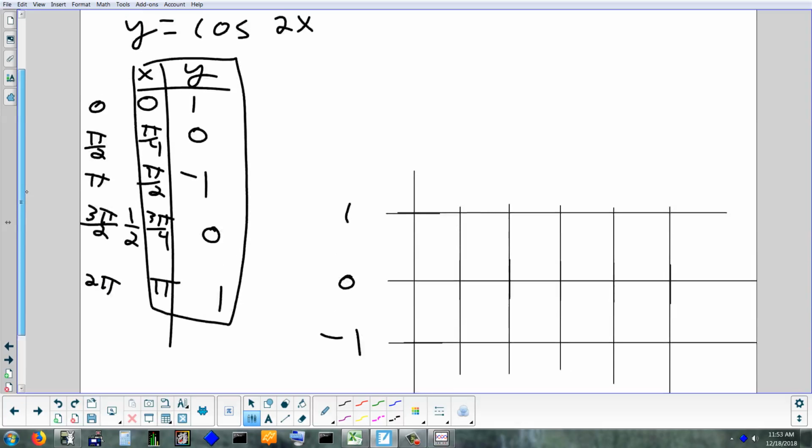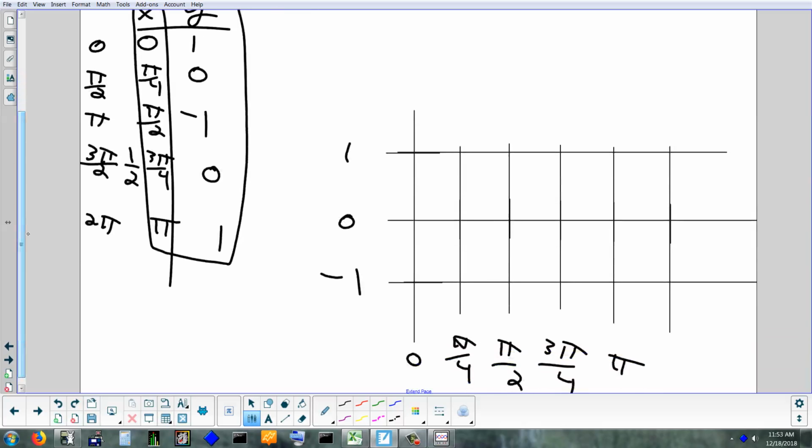It's going to look just like the same cosines we've been doing all week. 1, 0, -1, 0, 1. That wasn't that good. Wrong spot.